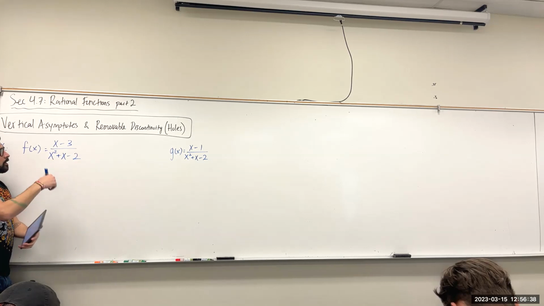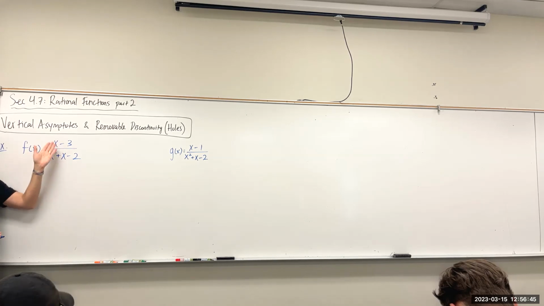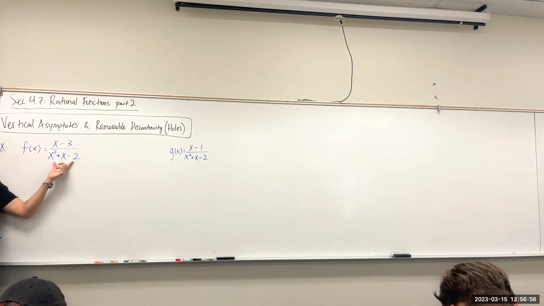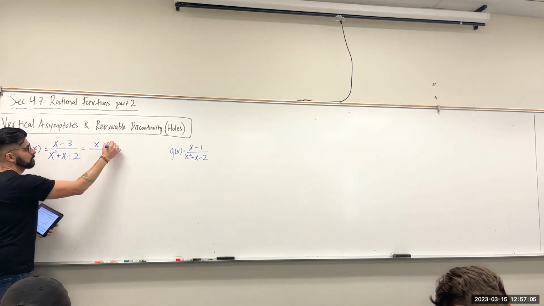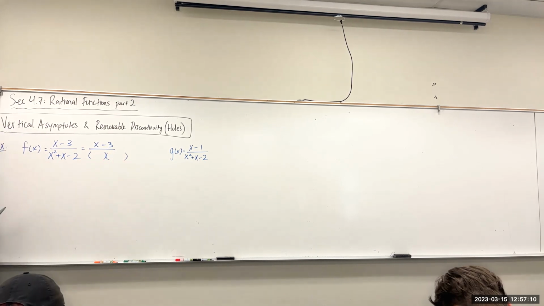Let's say I asked you guys what the domain of this function is. You have a fraction. What is it about this fraction that you don't want to happen? You don't want the bottom to be equal to 0. So we need to see what makes the bottom equal to 0. But to do that, we're going to have to factor it first. So I'm going to leave the top as x minus 3, and let's factor the bottom. What is it going to factor into?